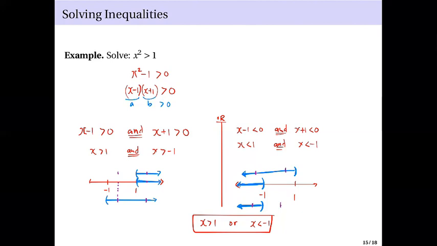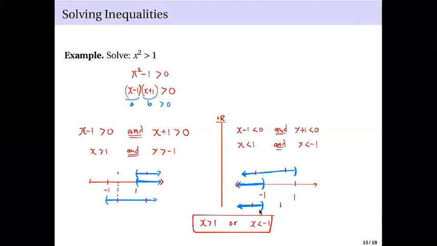Okay? So meaning you choose your x to be greater than 1, this inequality here is still satisfied, or you choose your x to be less than -1, this inequality here is still satisfied. Okay? So take note, you cannot combine this into a chain of inequality, unlike the previous one.